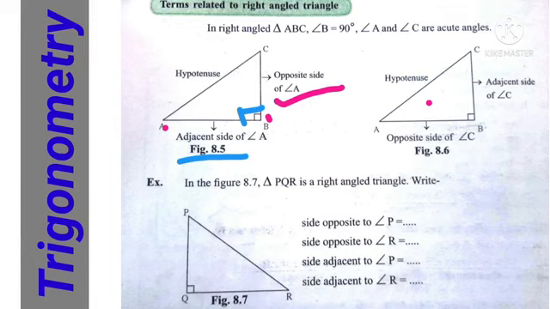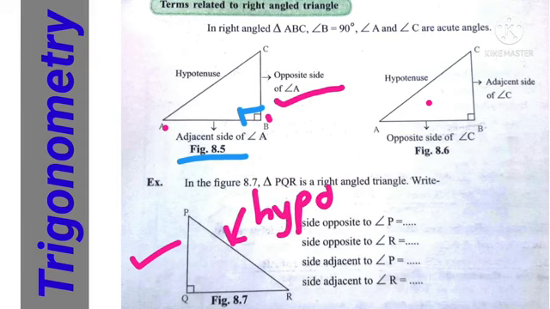Now here in triangle PQR, see here, a right angled triangle. What is the side opposite to angle P? First you tell what the hypotenuse is here. PR is the hypotenuse here. Okay, what is the side opposite to PR?